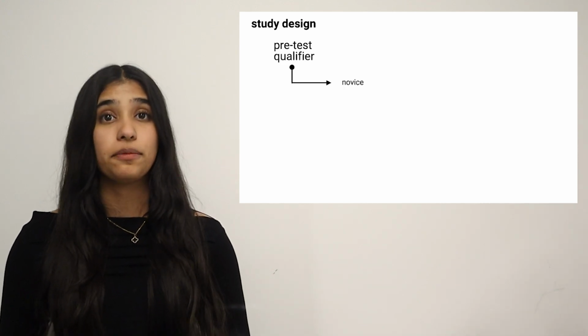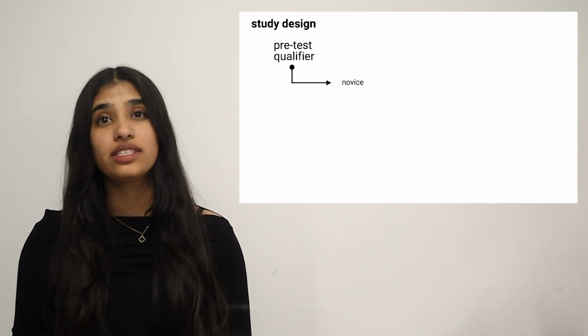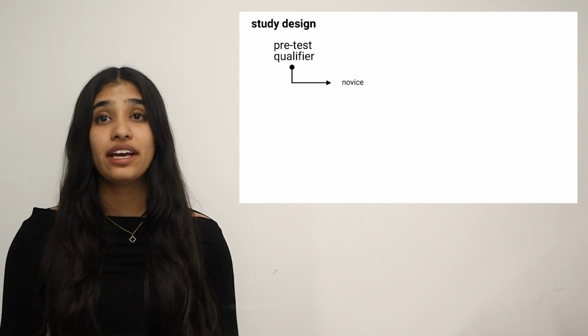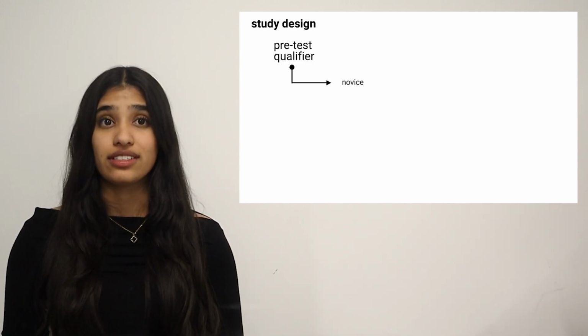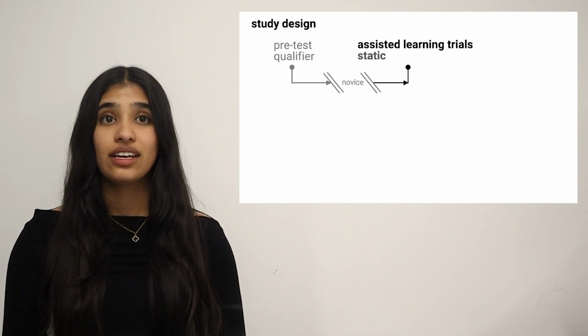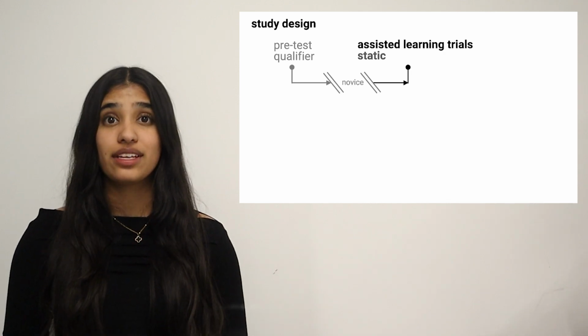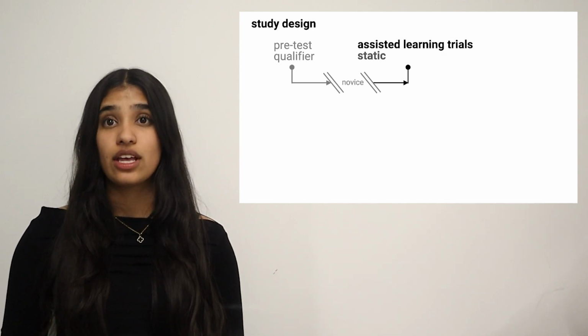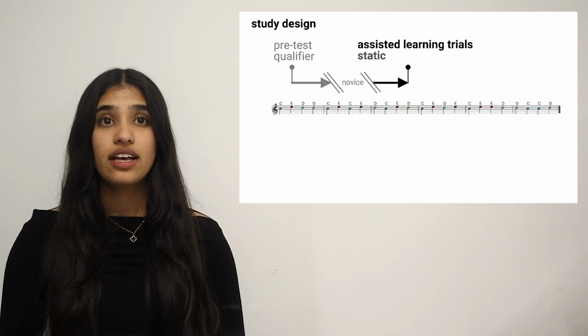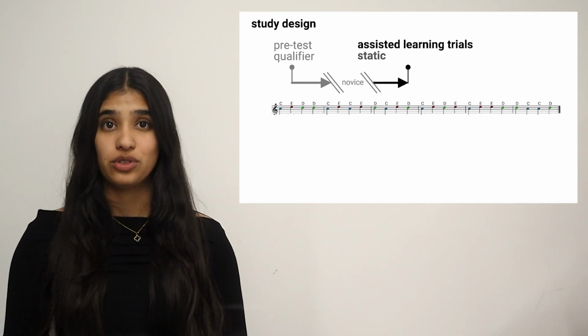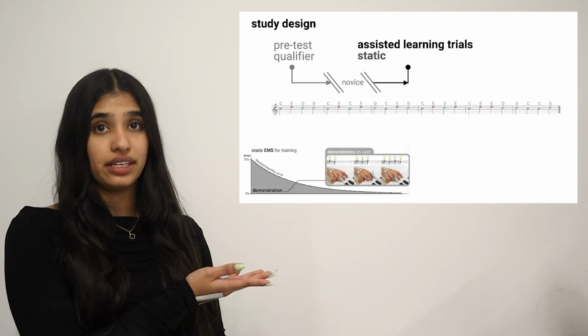First, we administered a pre-test, which weeded out folks with significant musical skills or piano players, so only novices were qualified. Then, we moved to learning trials, where participants learned piano melodies with one of our 2 conditions. The first of which was the static approach. Here's an example of a piano melody.